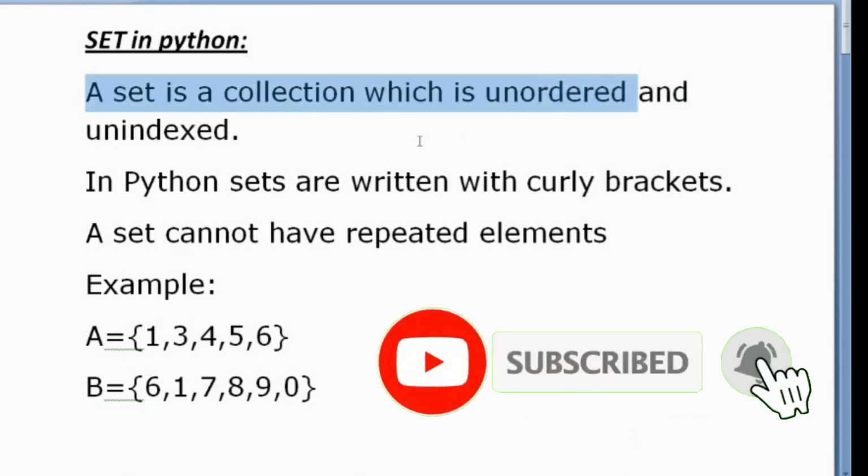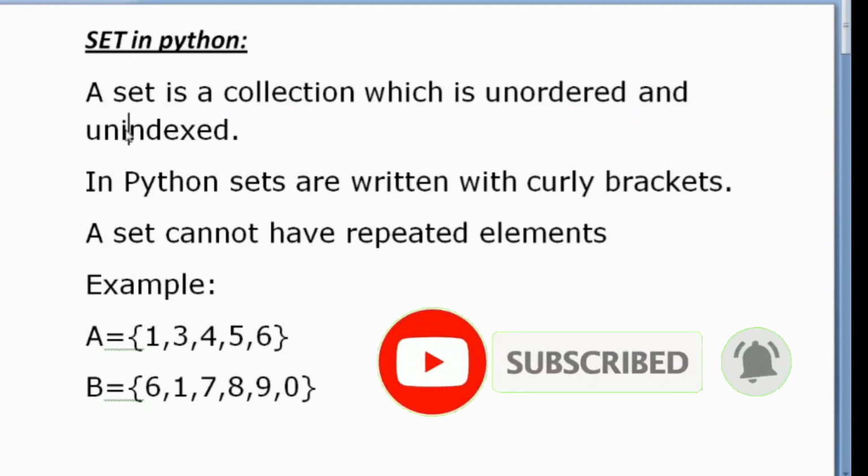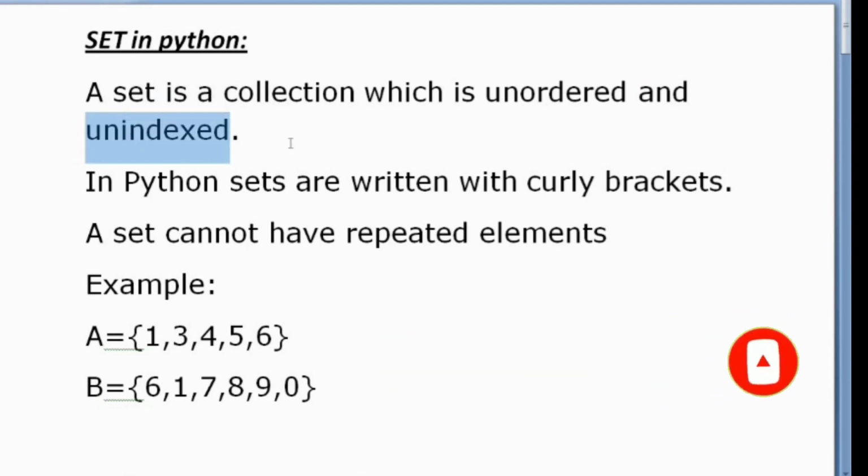A set is a collection which is unordered and unindexed. Unindexed means, in the previous video we learned the index concept that we used in the list. We used the index to access a single element. Each and every element in a list we can access by the index concept, but here there is no index concept, and a set can be of any order. That is the meaning of unordered.